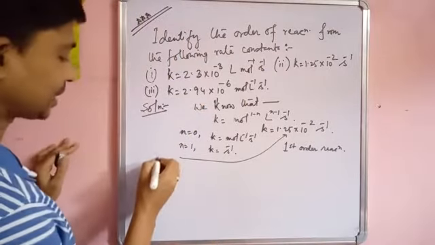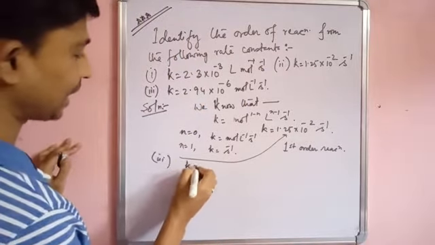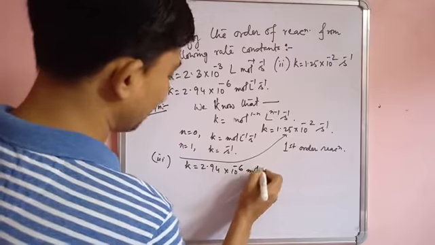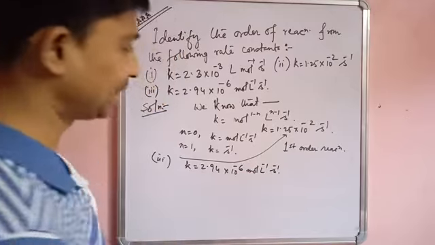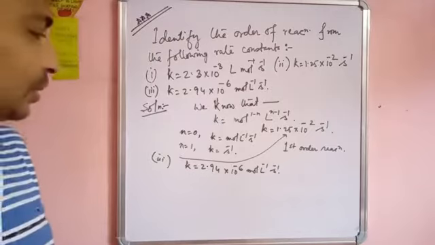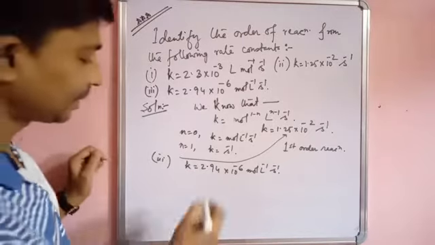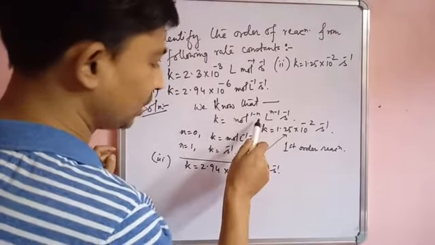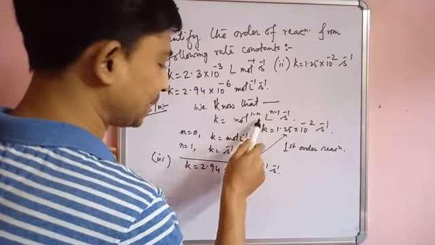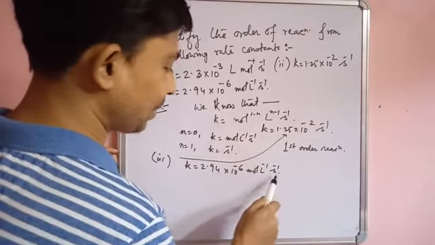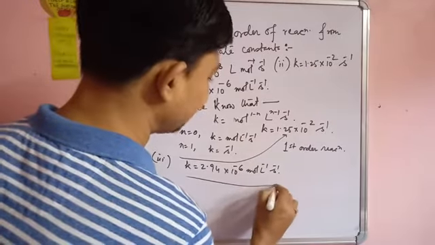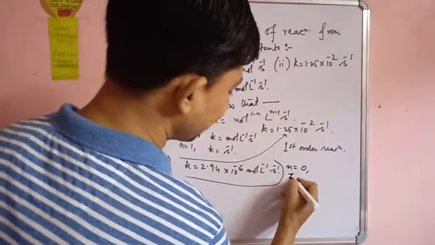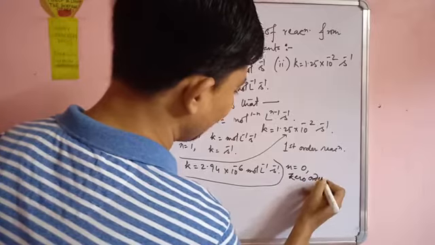Similarly, for the third question, the value of k is given as 2.94 into 10 to the power minus 6 mole per liter per second. If we go on putting the value of n as 0, then k is equal to mole per liter per second. So this is coinciding with this value, which means n is equal to 0. That is, it is a zero order reaction.